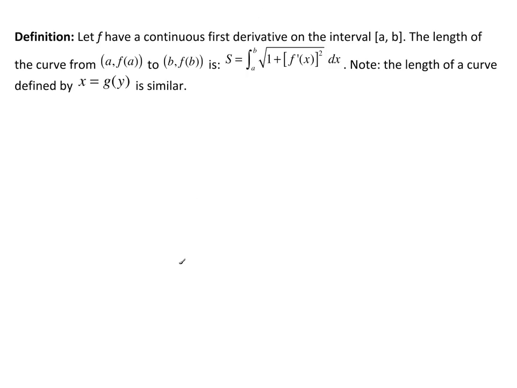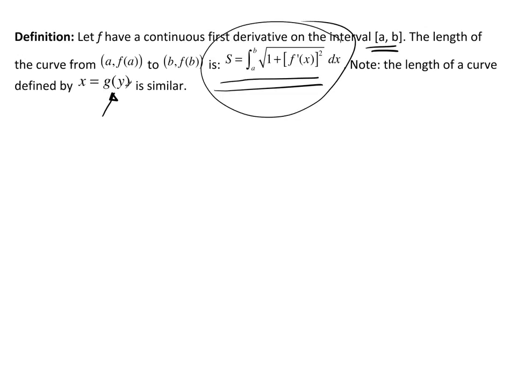So by definition, let f have a continuous first derivative, that's what I've been talking about, on some interval from a to b. The length of the curve from a, f of a to b, f of b is exactly what I just got done writing on the previous page. And if we have a curve that's defined as a function of y, the definition is similar. Rather than a to b, typically we may say c to d to denote that we're integrating with respect to y, and this would be g prime of y dy. But the exact same idea goes if we're integrating with respect to y. So this is the formula or the approach that we will use to calculate arc lengths.